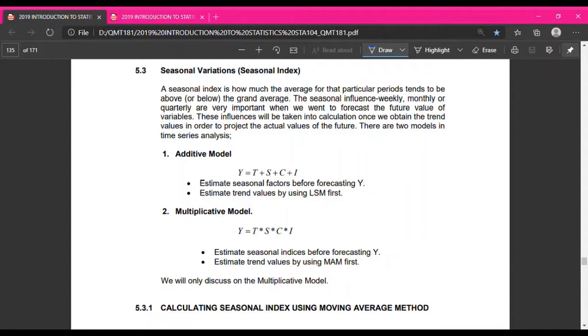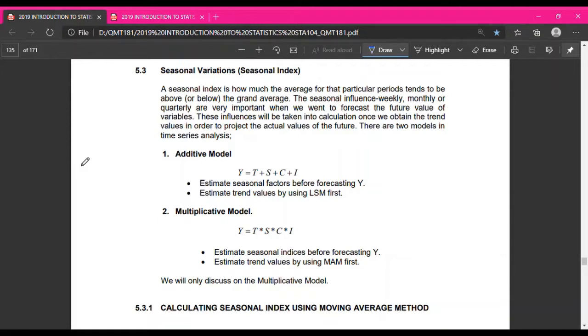Today we proceed with the seasonal variation or seasonal index. Before this, you have learned how to find the trend when there is data of even period or odd period. Now we look at how to find the seasonal variation, and from the value of the seasonal index, we can use it to forecast the future. Before this, you have learned how to find the trend using the moving average.